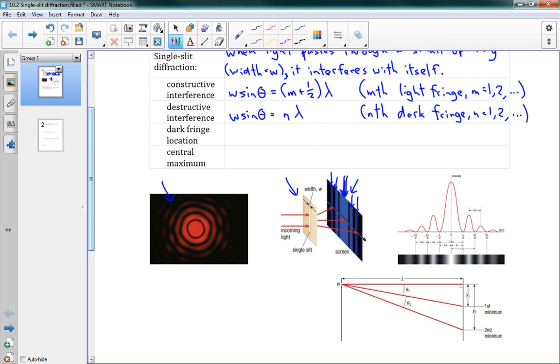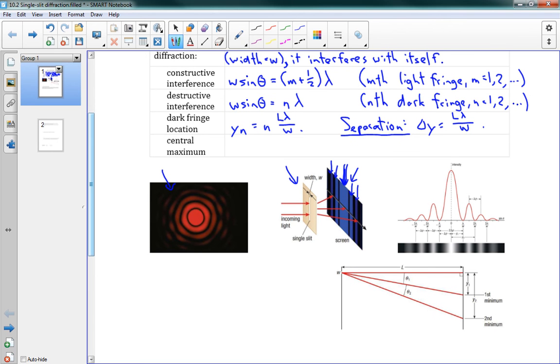All right, so for our dark fringe, we can take the destructive interference equation and modify it like we did in the previous lesson to find the locations of these instead of the angle. So we can get y_n is equal to n times L lambda over W. So that's the location of each of these fringes, and we can say that the separation of these dark fringes is delta y equals L lambda over W. So a lot of these are looking the same as our double slit interference pattern.